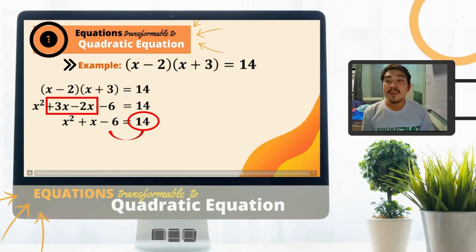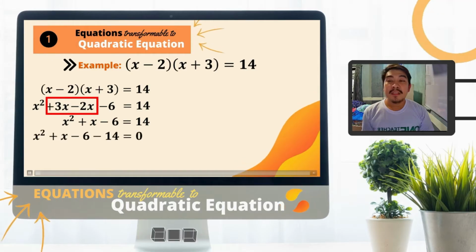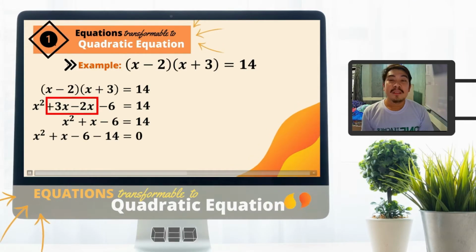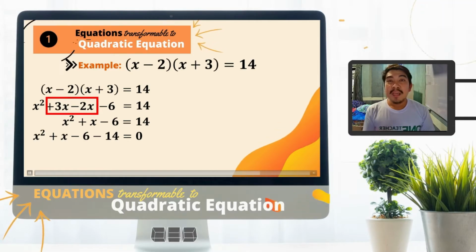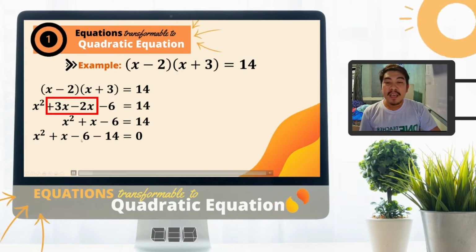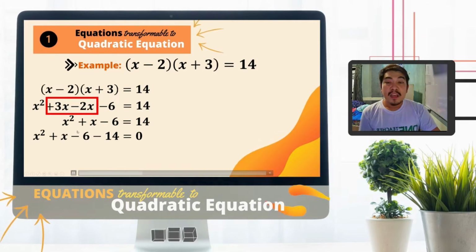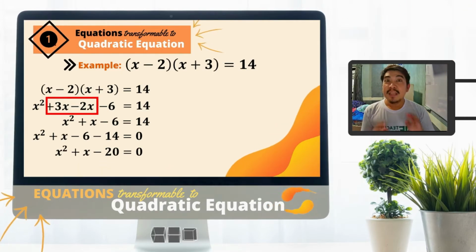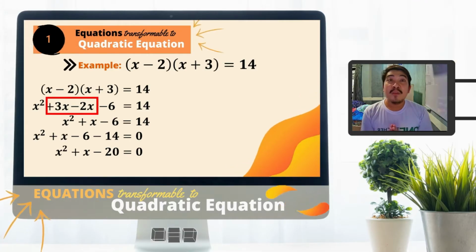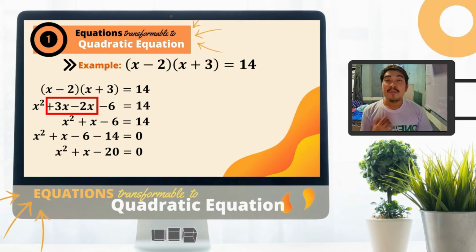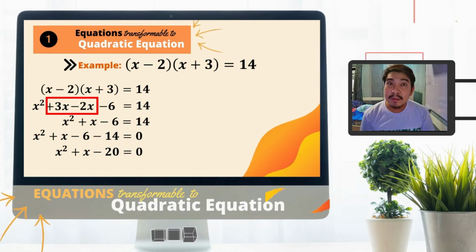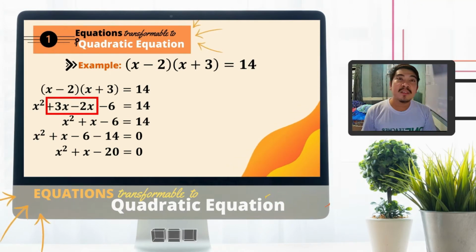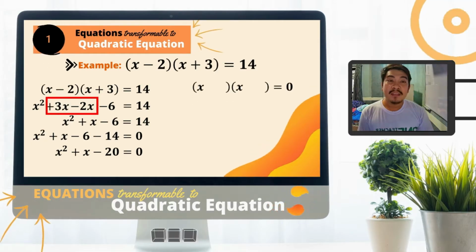So, we now have an equation x squared plus x minus 6 minus 14 is equal to 0. And then, we can combine negative 6 and negative 14. So, negative 6 minus 14, that is negative 20. And if you can see, the equation is now factorable. So, i-factor muna natin si x squared. So, the factors of x squared will be x times x.